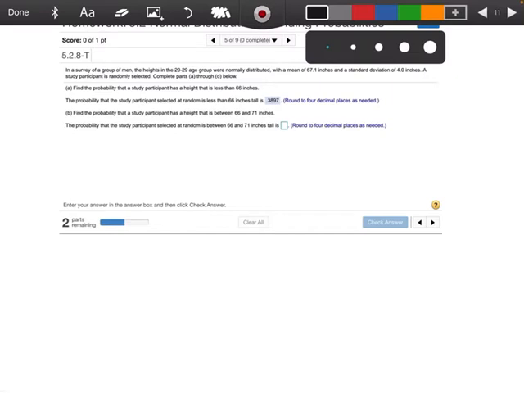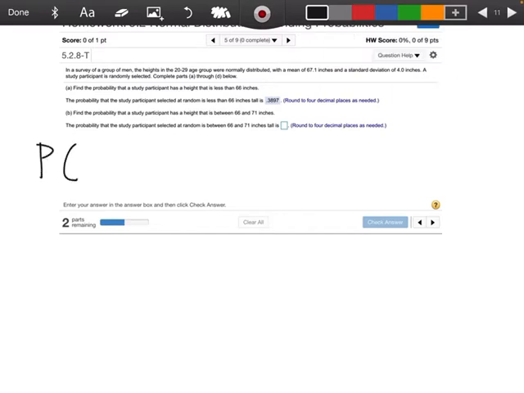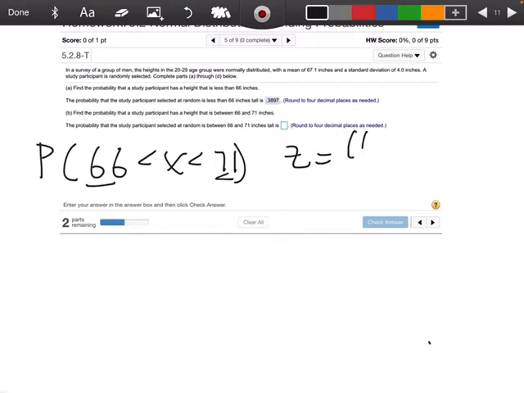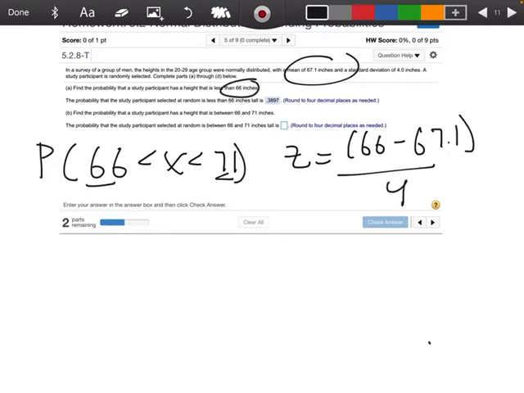Okay, so let me write this part out. What's the probability that the height is between 66 and 71? Okay, so what I would need to do now is I'm going to find 2 more Z-scores. I'm going to convert both of these to Z values. So the first one would be 66 minus, remember my mean was 67.1, all over my standard deviation. Now, that's the same thing that we did the first time, right? So we came up with a z-value of negative 0.28, okay?